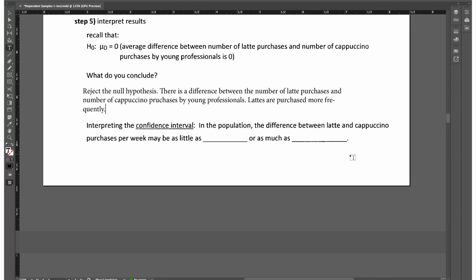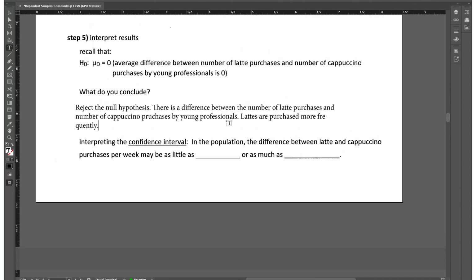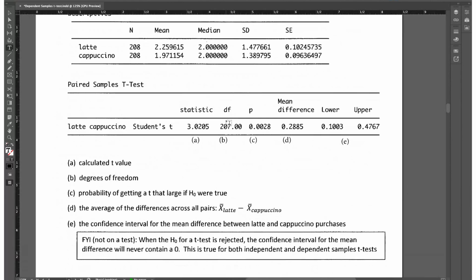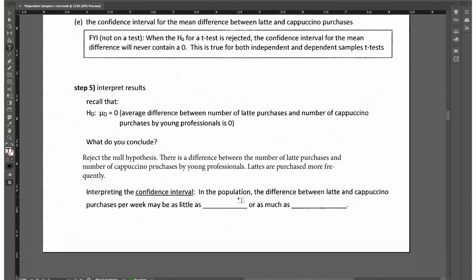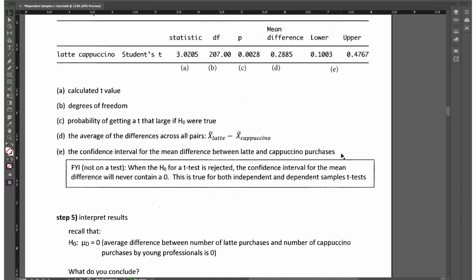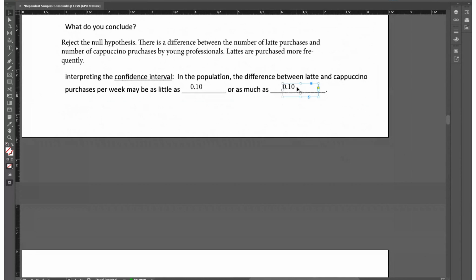Okay. Now the confidence interval, well, we look at this output right here and we could say that in the population, the difference between latte and cappuccino purchases per week may be as little as 0.10 or as much as 0.48.